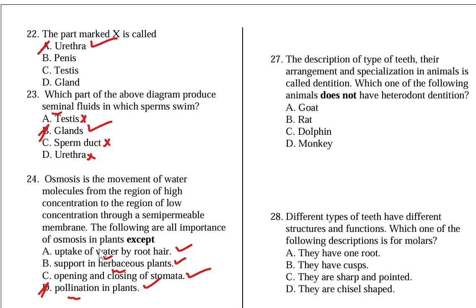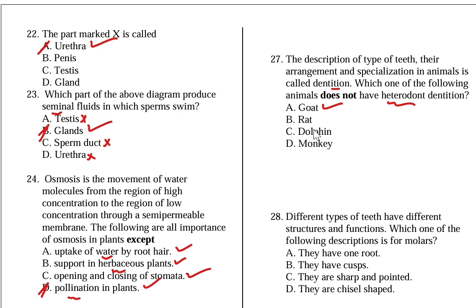Number 27. The description of type of teeth, the arrangement and specialization in animals is called dentition. That is true. This is grade 9 work. Which one of the following animals does not have heterodont dentition? So you know that we have two types, heterodont and homodont dentition. Heterodont means the teeth are not of the same size and shape. So for goat, that one is true.